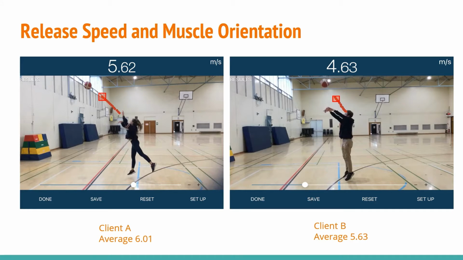This is compared to client B, who pushes the ball in a more vertical, superior plane, as shown by the ball tracking in red on the photos. Due to the muscle orientation and the way the fibers are structured, more force can be produced when using the larger muscles like the pecs and deltoids and propelling the ball forward rather than up. It is then reasonable to assume that the force generated by client A is greater than that of client B.